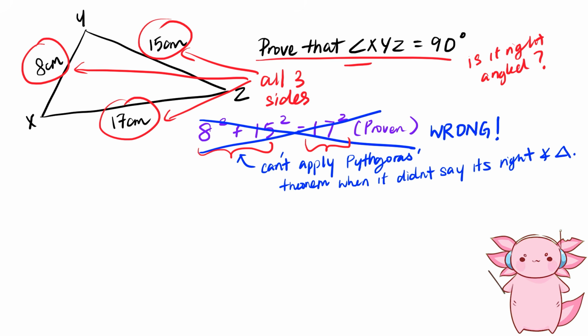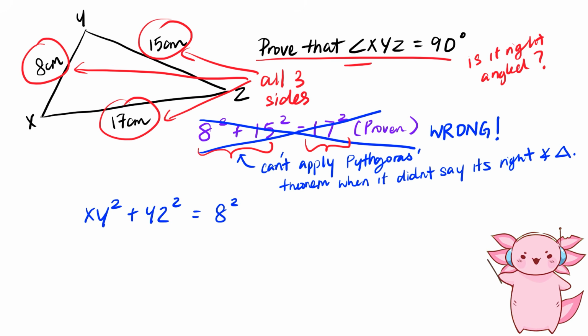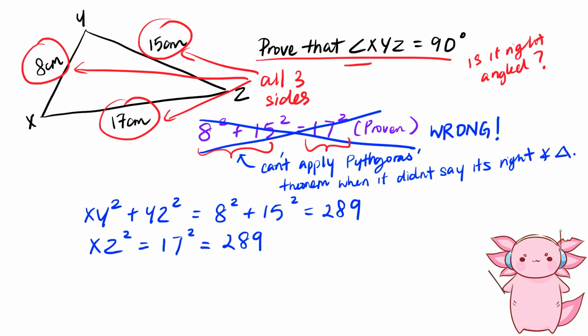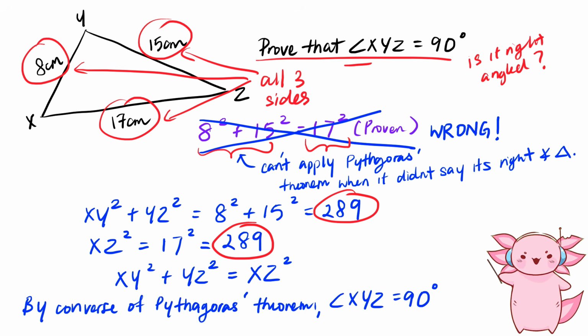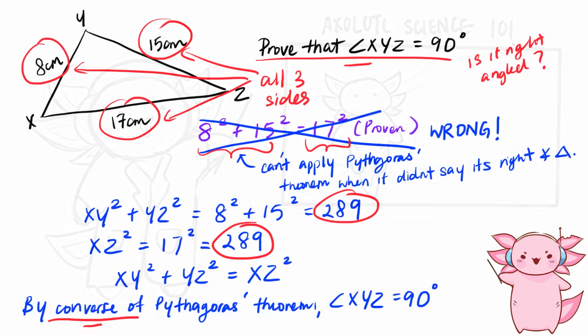So what we need to do is evaluate both sides of the Pythagoras' theorem separately. So XY squared plus YZ squared equals 8 squared plus 15 squared, which equals 289. Let's evaluate XZ squared, which is also equal to 289. Because of these 289s, we can conclude that XY squared plus YZ squared equals XZ squared, which fulfills Pythagoras' theorem. Therefore, it is a right-angled triangle based on the converse of Pythagoras' theorem.